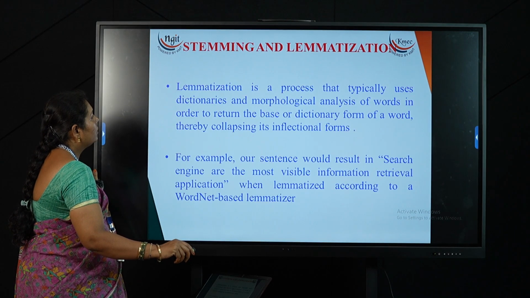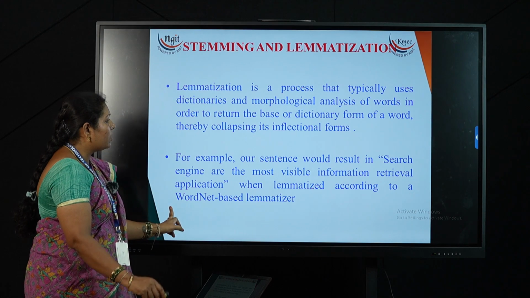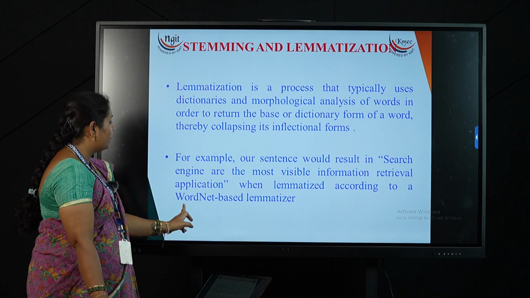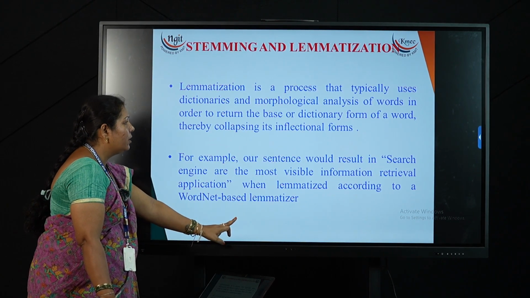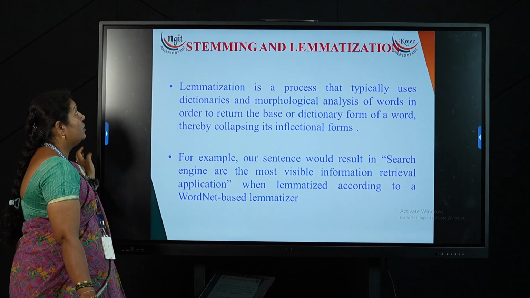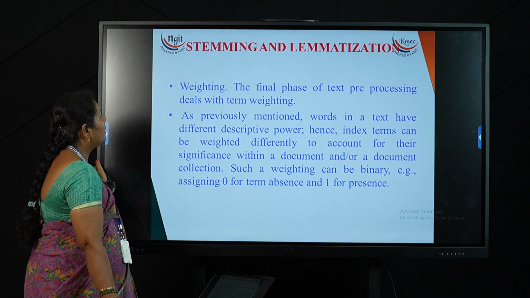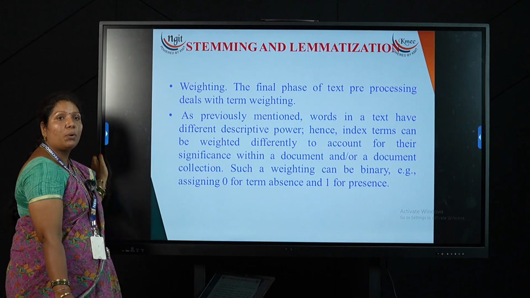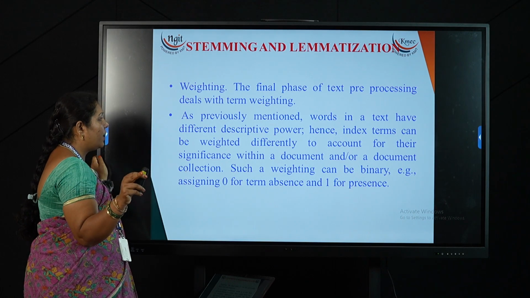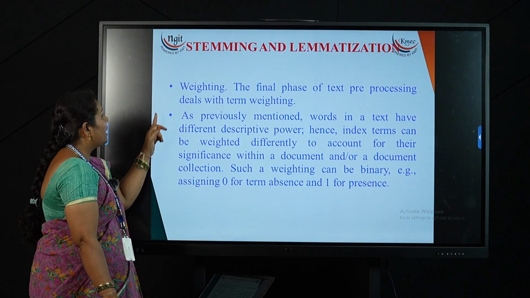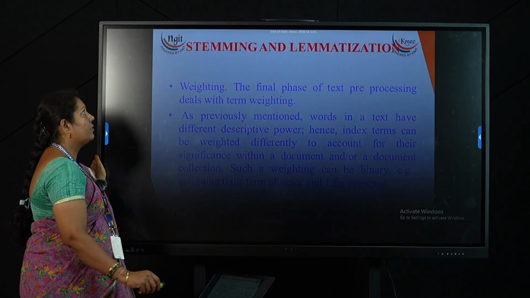For the basic retrieval system, we have tools. One is a WordNet-based lemmatizer, which you can use only for the stemming and lemmatization phase. Finally, we go to the weighting phase, where according to the word you have to give a weight of either 0 or 1. Then you have to go for indexing, either public indexing or private indexing.